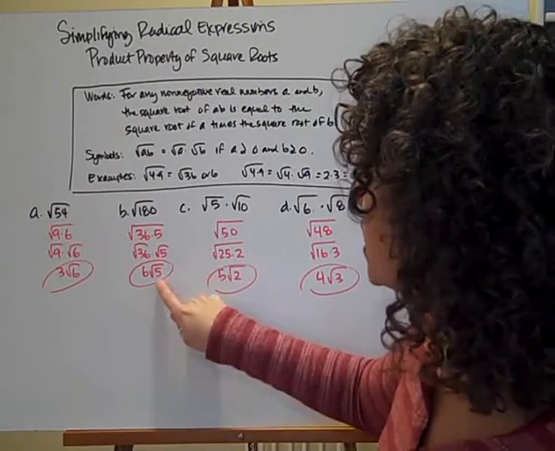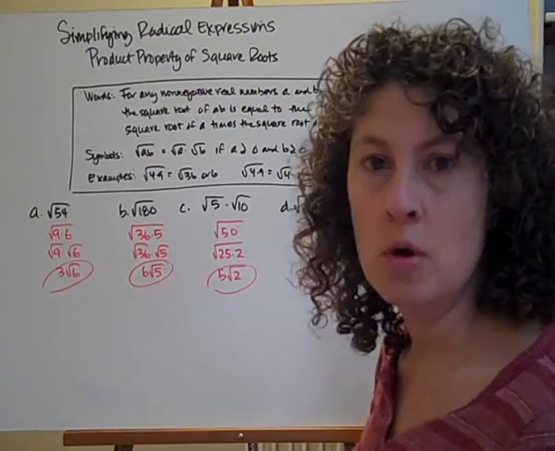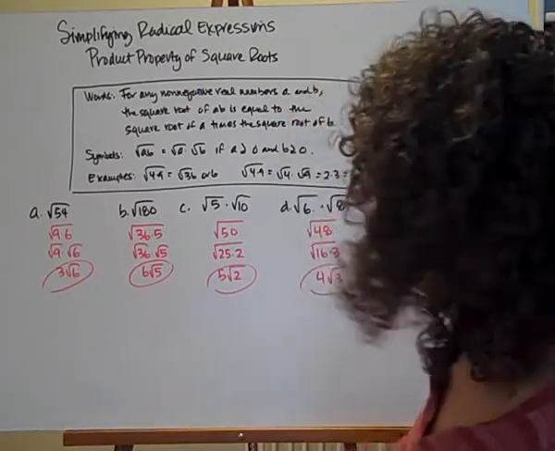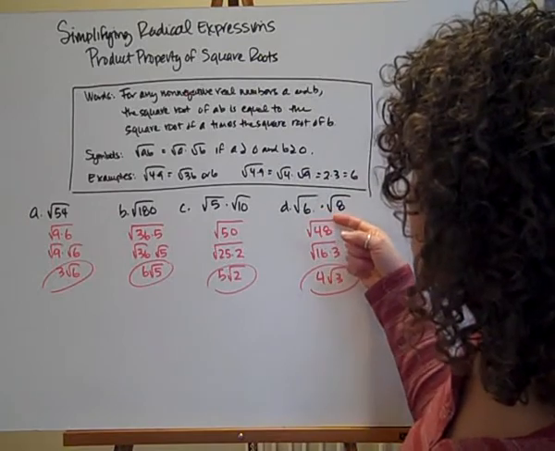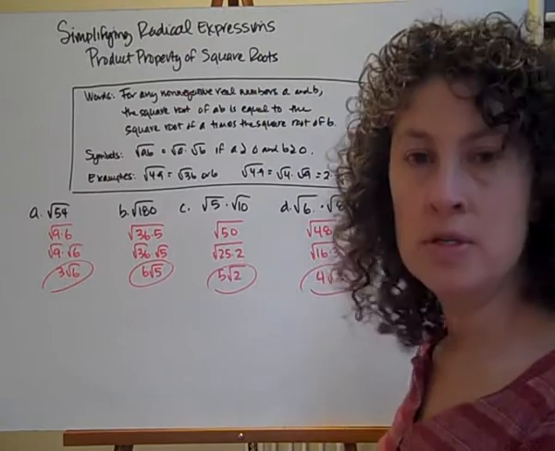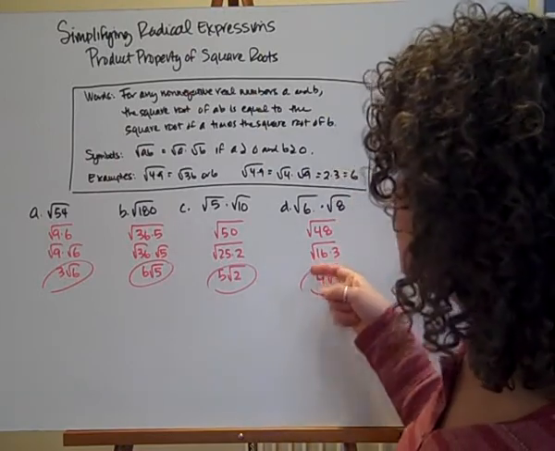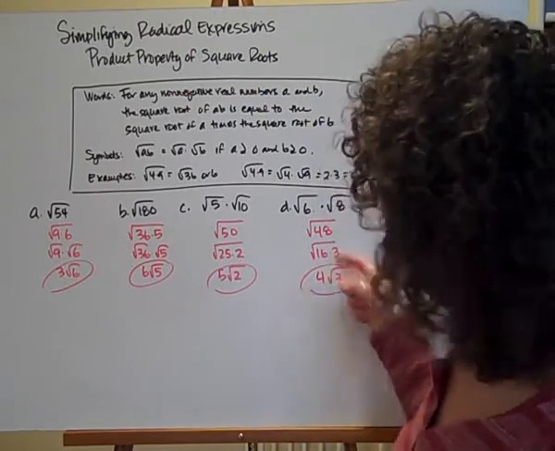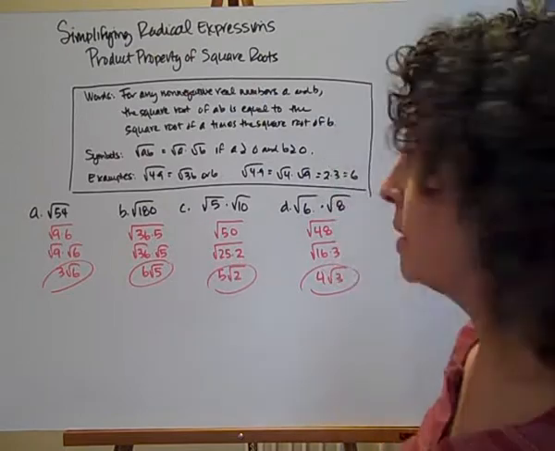And again, we want to be able to look inside these radical signs and make sure there's no perfect square factors there. And the last one for this, we've got the square root of 6 times the square root of 8, which is the square root of 48. I can break that up into 16 times 3. Square root of 16 is 4, so 4 times the square root of 3.